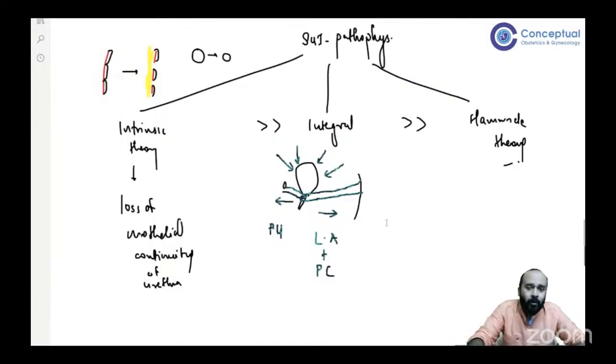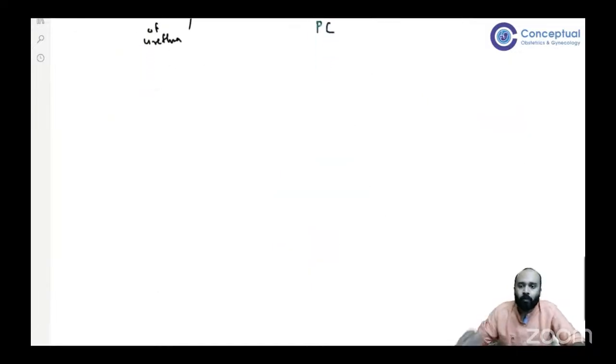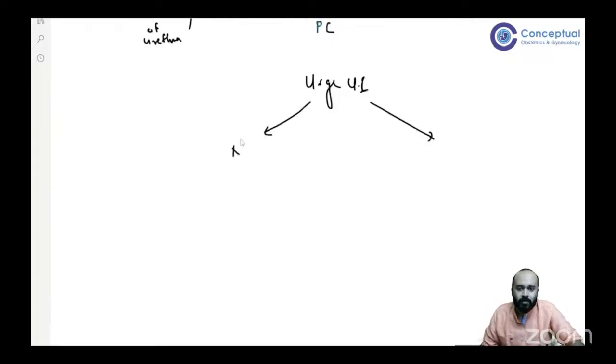This was about stress urinary incontinence. What about urge incontinence? What I've already mentioned at the beginning of this lecture. In urge urinary incontinence, there are two theories. The first one is a neurogenic theory, and the second one is a non-neurogenic or a myogenic theory.